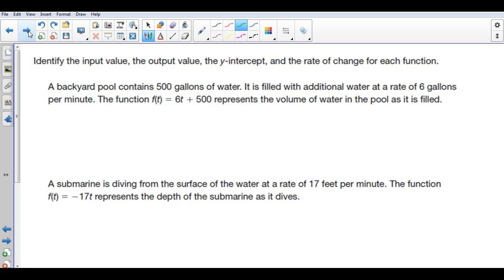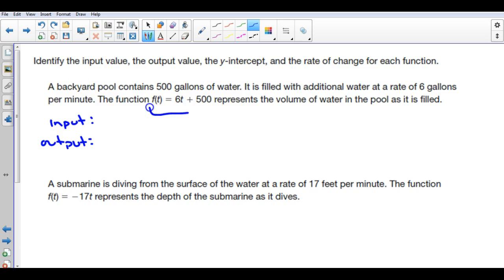Next one then. We're going to identify what the input value is here, the output value. We'll talk about what the y-intercept is again, and the rate of change for each of these. So for the first one, I'm going to just lay this out here, input and output. A backyard pool contains 500 gallons of water. It is filled with additional water at a rate of 6 gallons per minute.